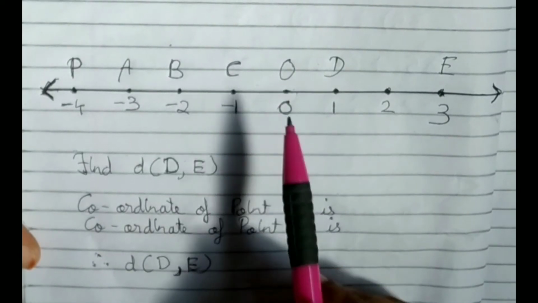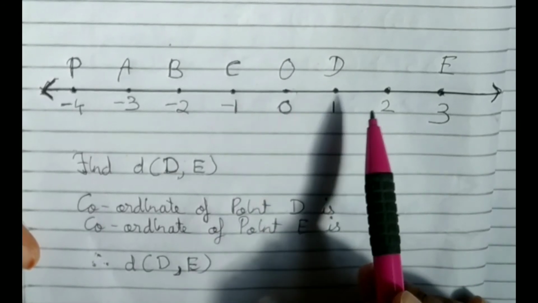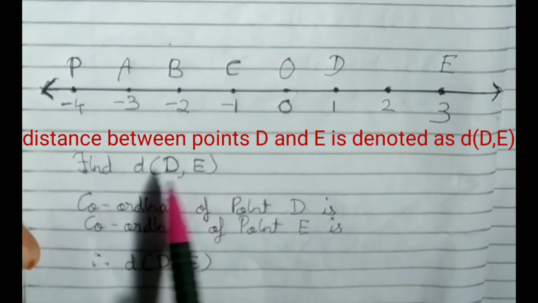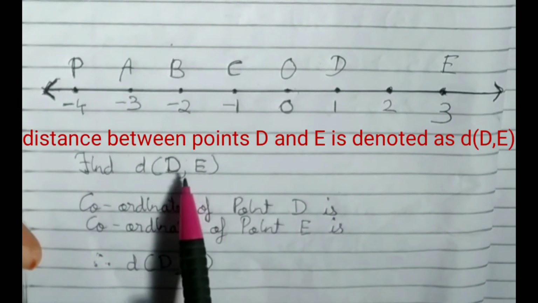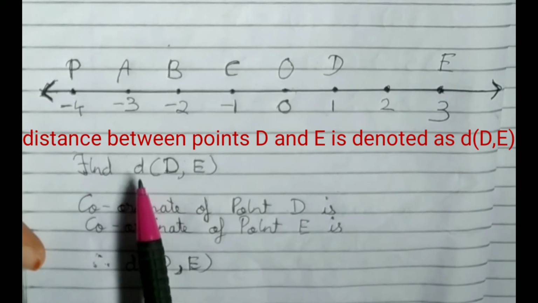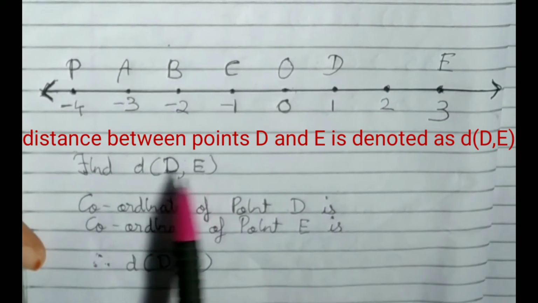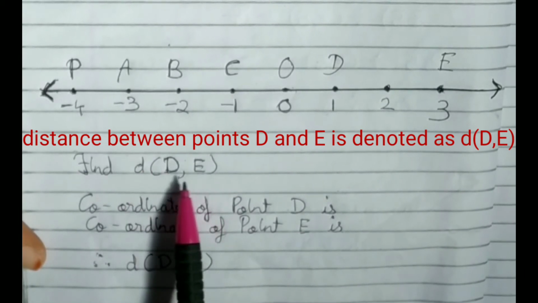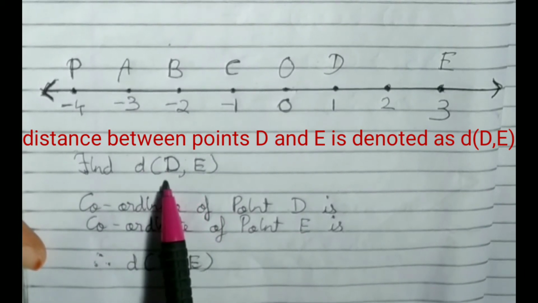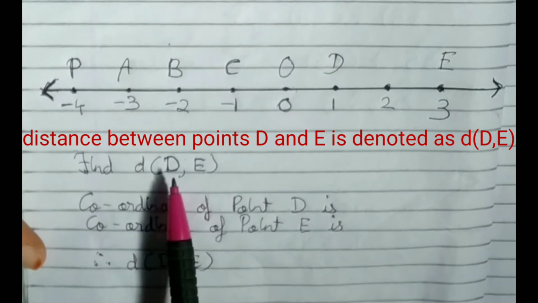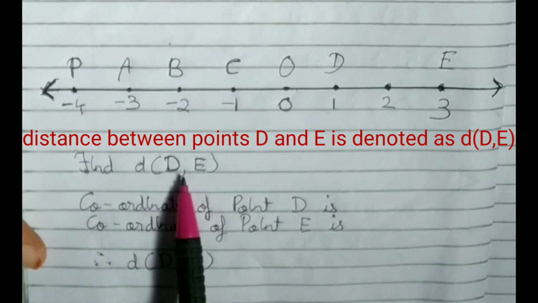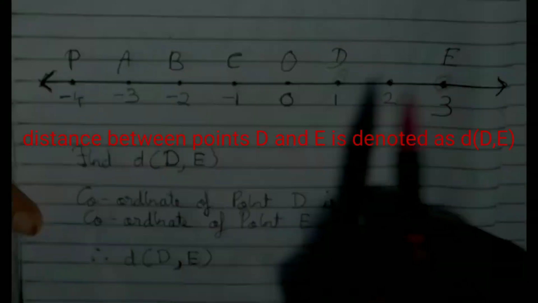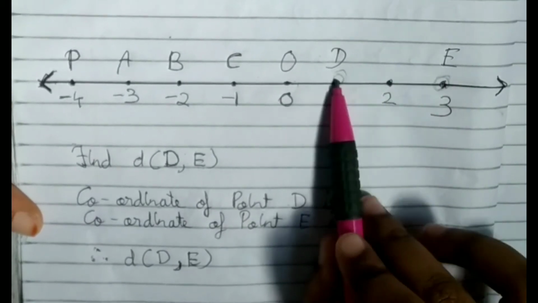Now we will see how to find distance between any two points by using their coordinates. Find distance DE. The distance between any two points is denoted like this. Distance between D and E, distance DE. So small letter d for distance, and inside the round bracket we put the points D and E, the two points, with a comma in between. Find the distance between these two points D and E.